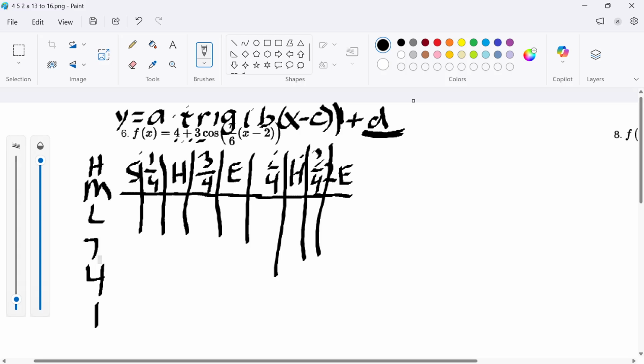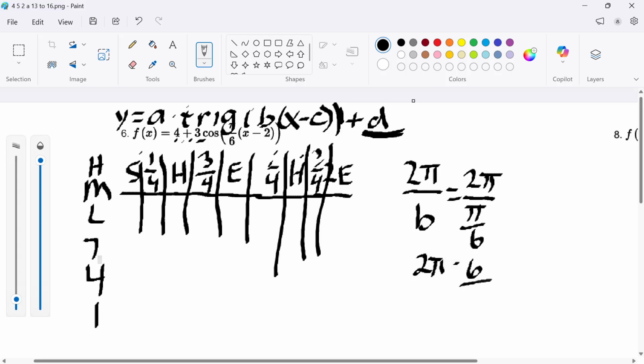Was it originally pi over 6? The period is going to be 2 pi divided by b. So this is 2 pi divided by pi over 6, which is 2 pi times the reciprocal of that, 6 over pi. And the pi's cancel. 2 times 6 is 12.